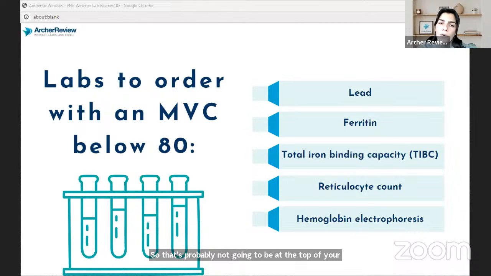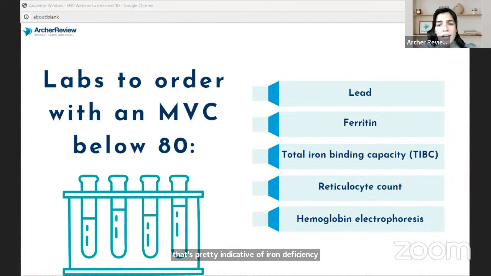but you definitely want to order a ferritin, because the ferritin refers to that iron storage in the person's body, and that TIBC, the total iron binding capacity, helps determine the blood's ability to transport the iron. So if the ferritin is low and the TIBC is high because it's trying to transport more iron in that blood, then that's pretty indicative of iron deficiency anemia, right?